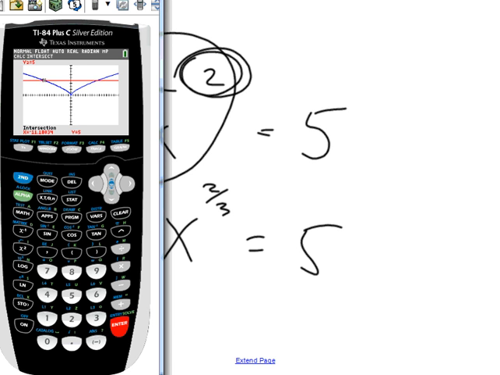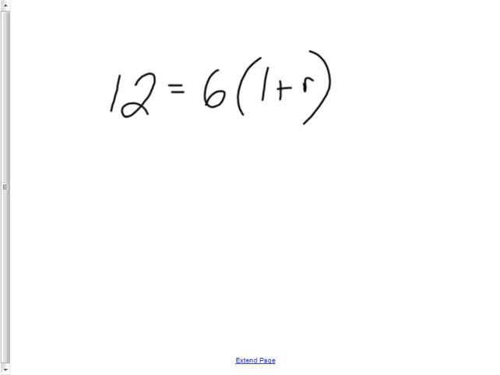As opposed to the other way, you might have just thought, oh, 5 to the power of 3/2, which would have only given you that answer. So it's a good way. All right, but let me show you the alternative. Let me show you why you might want to consider not graphing both sides and seeing where they cross on every single problem. Let's say I had this one. 12 equals 6 times 1 plus r to the, let's say, second power. All right.